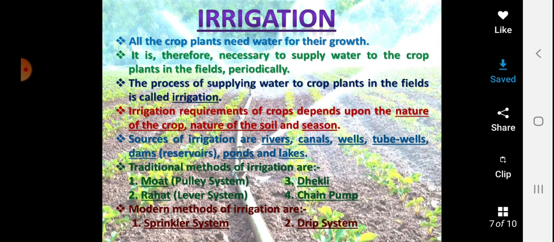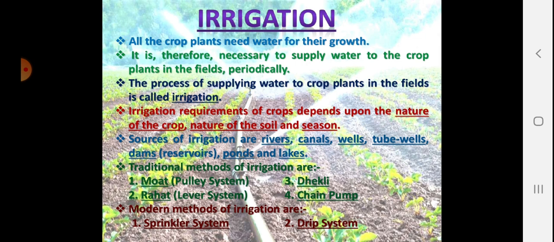So the traditional methods of irrigation were the moat or pulley system. Now what is the pulley system? You might have seen a well. In that they used to have a pulley or a wheel attached with a rope. They used to pull the rope, and at one end there was a bucket which could lift the water from the well, and that water they used for irrigation. How tiresome that work is, but yes, in earlier times people used the moat or pulley system.